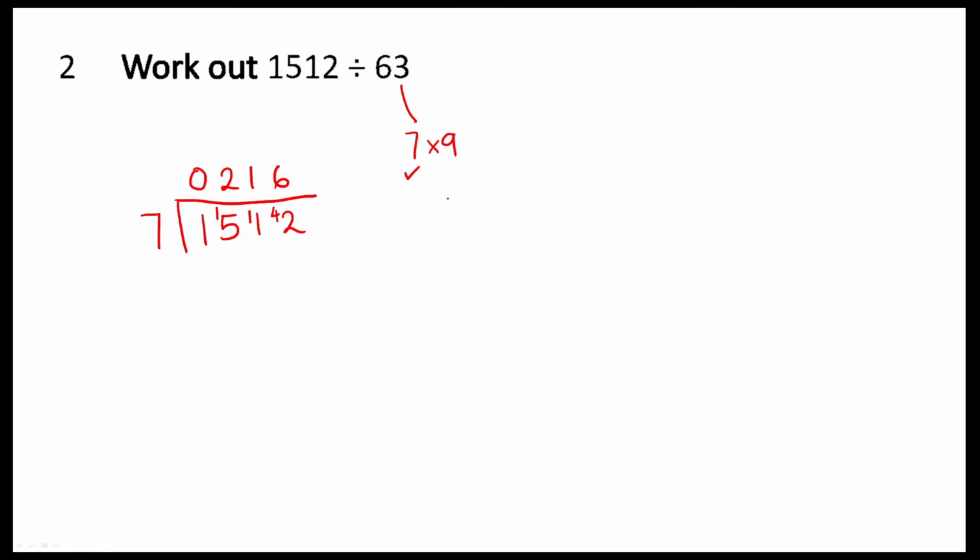That means I've divided by 7, so I can finish off by dividing by 9. So I want another bus stop, this time with 9 on the outside, and I'm going to divide into my answer, which was 216. So again, 2 divided by 9 is 0, remainder 2. 21 divided by 9 would be 2, remainder 3. And lastly, 36 divided by 9 is 4. So I've now divided by 9 as well, and that means my answer is 24.